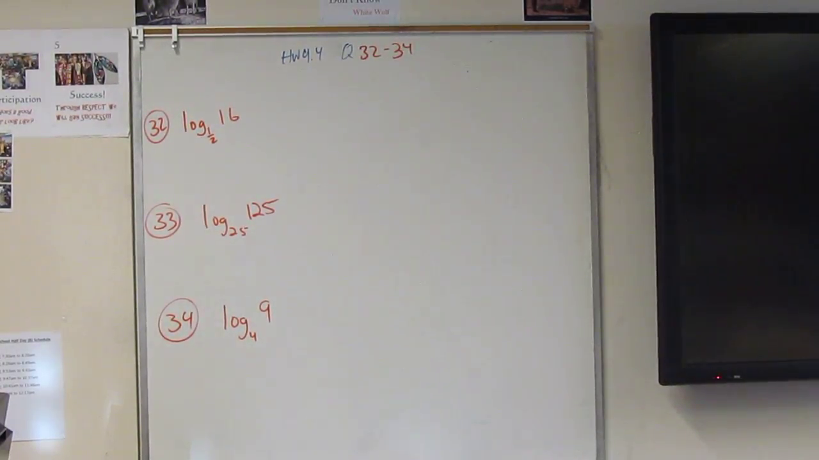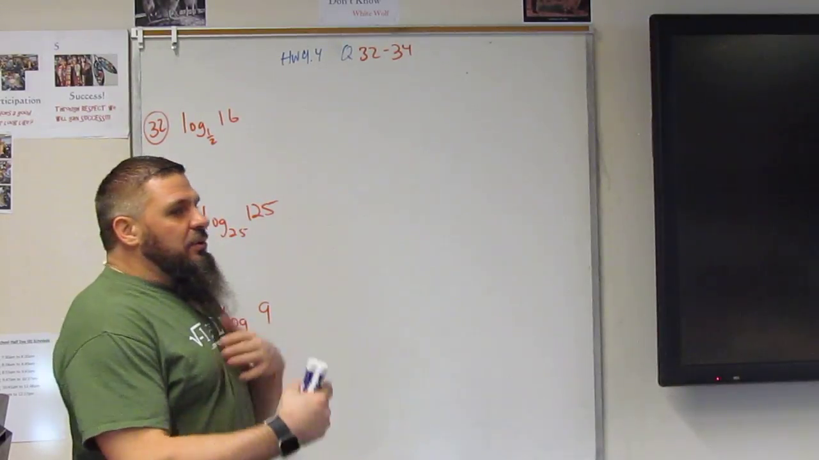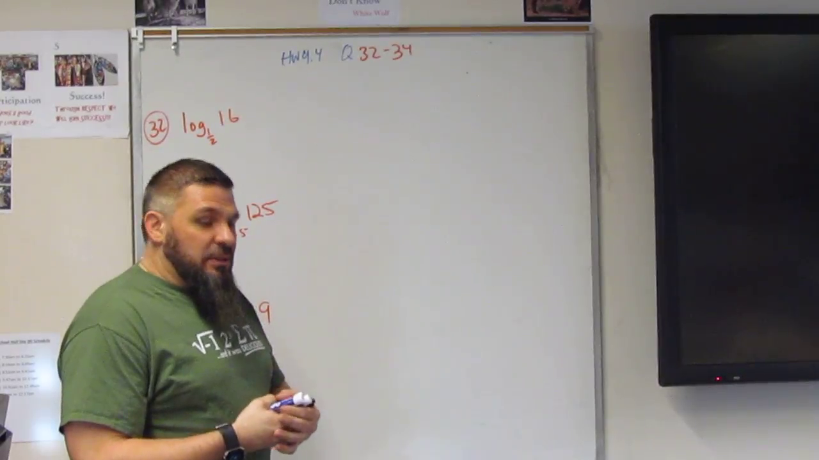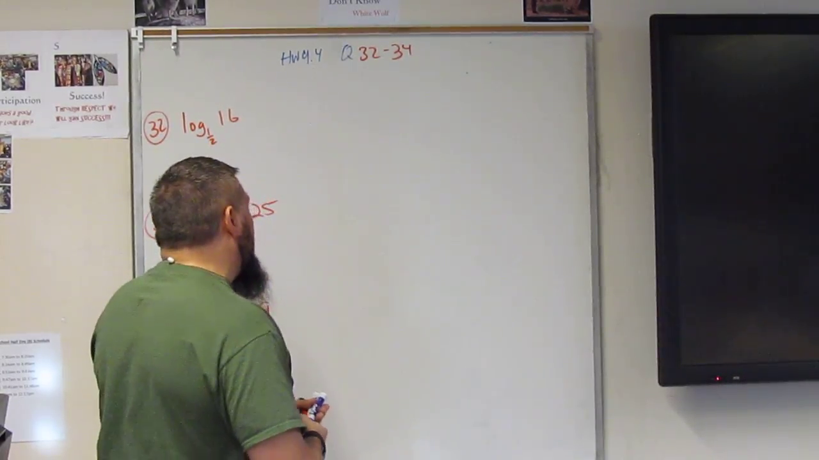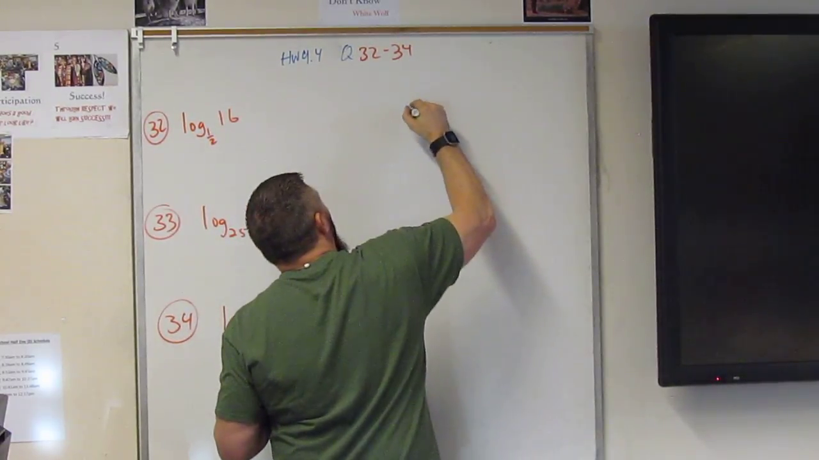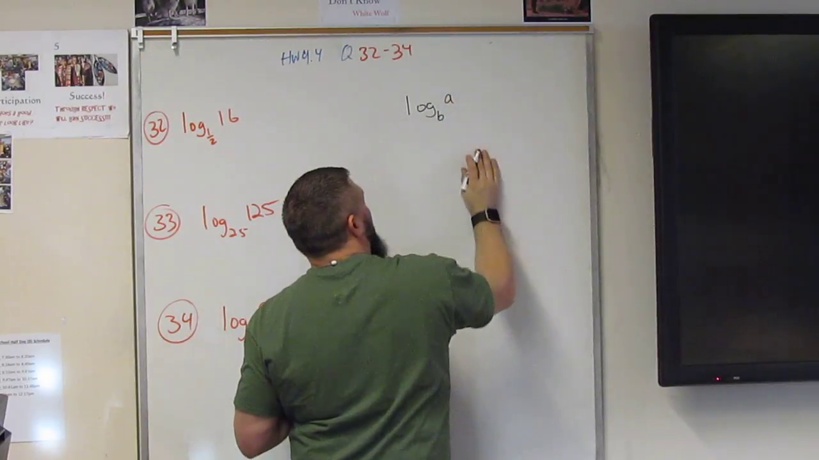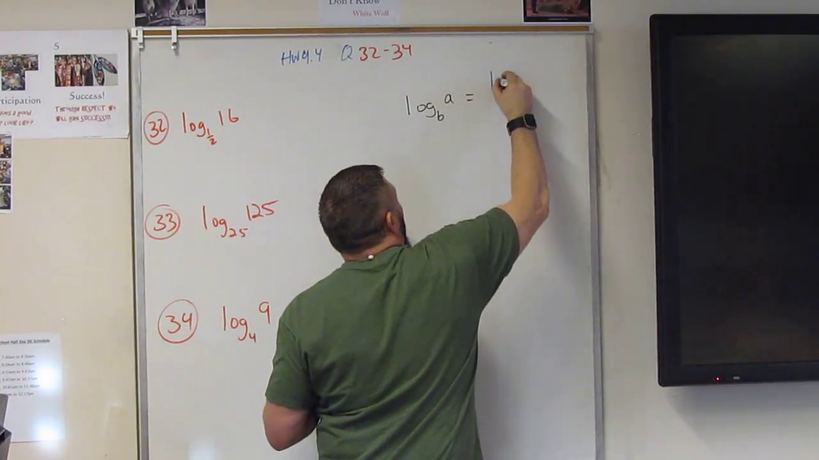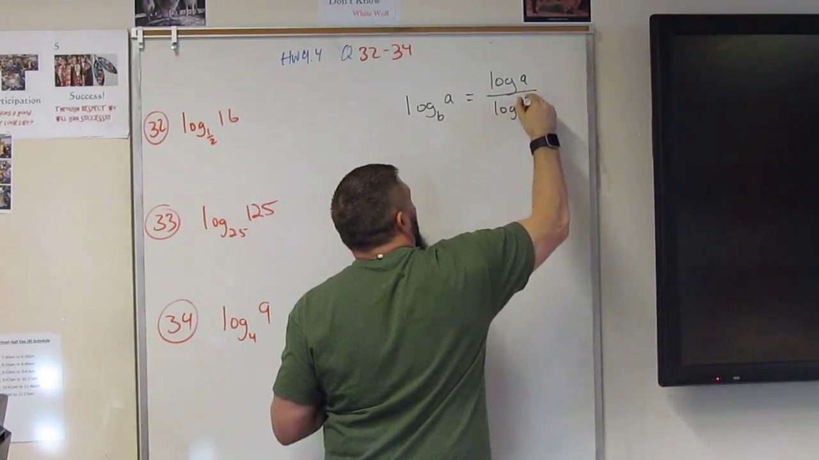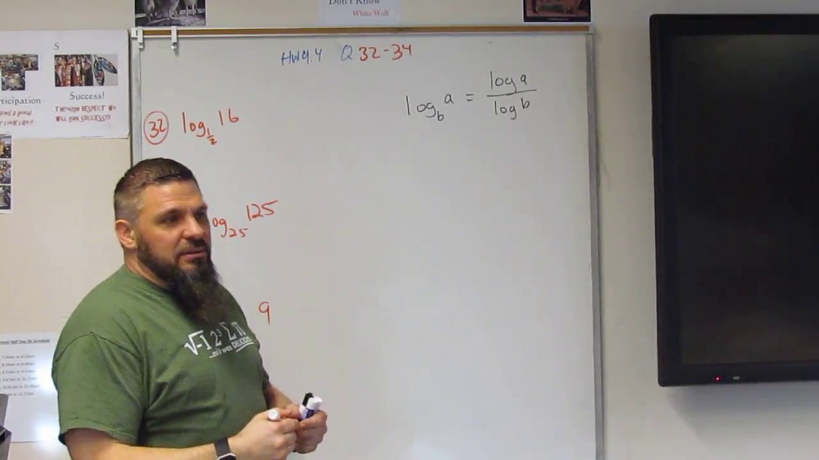All right, the rule for putting it in your calculator, remember, we can only plug in log base 10, right? So there's a little cheat rule I like. The little cheat rule is you take the log base b of a and it equals the log of a over the log of b.